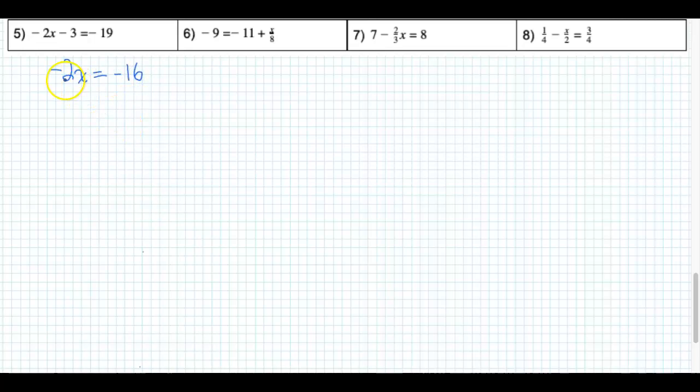Now, I want to undo multiplying by negative 2, so I need to do the inverse operation of multiplying by negative 2, which is dividing by negative 2. So if I divide by negative 2 here, I will end up with x, right? X is equal to, and I divide negative 16 by negative 2, a negative divided by negative is a positive, so positive 8. Let's just double check that. Negative 2 times 8 is negative 16, and then negative 16 minus 3 is negative 19, so that one worked.